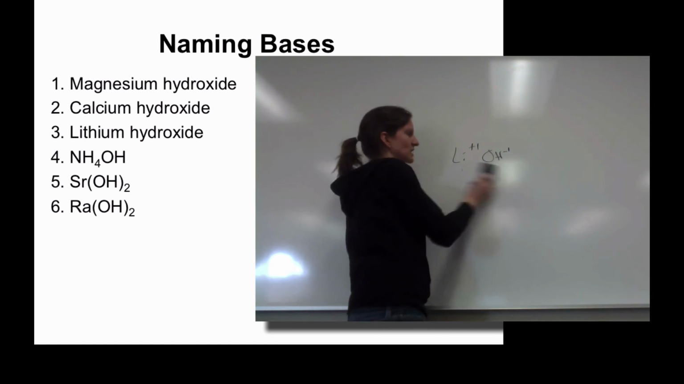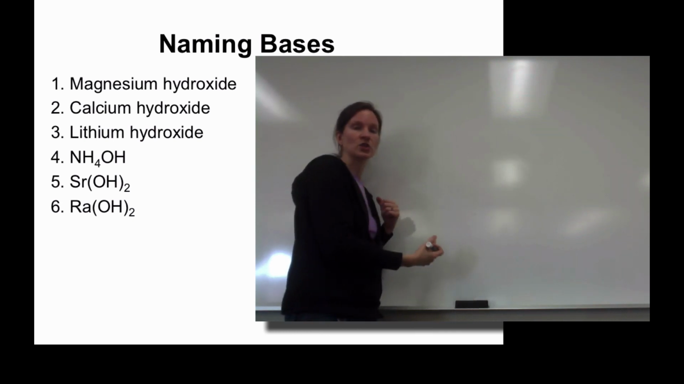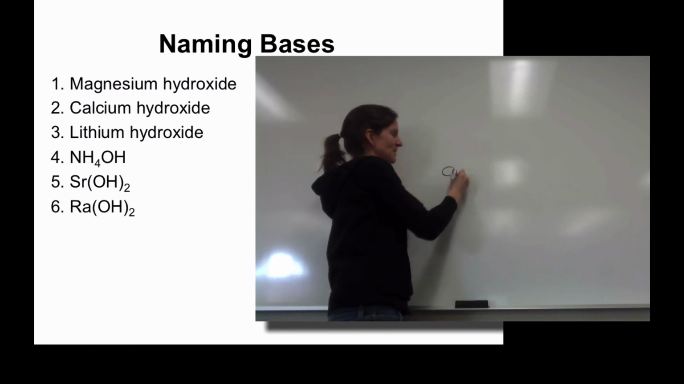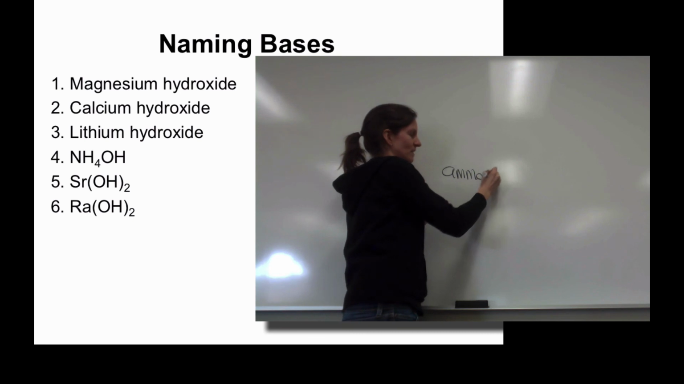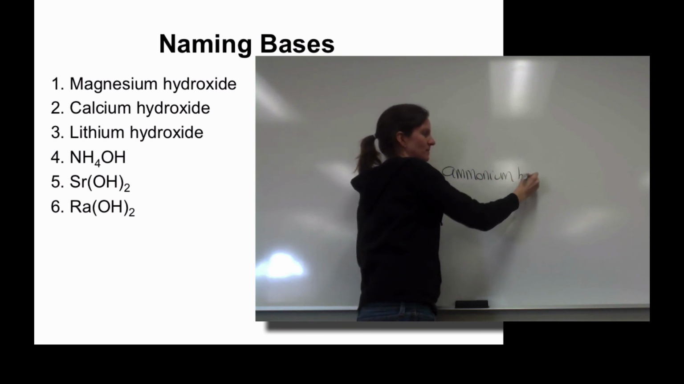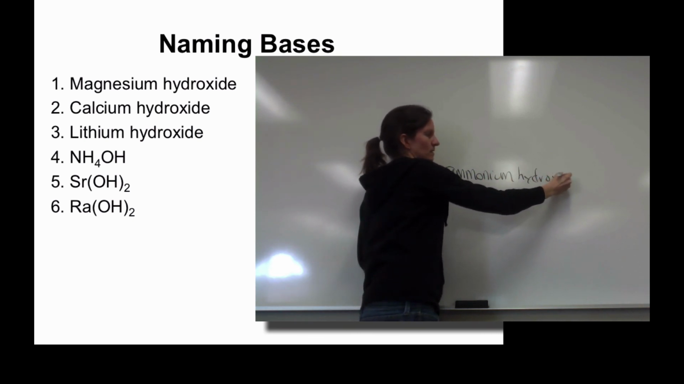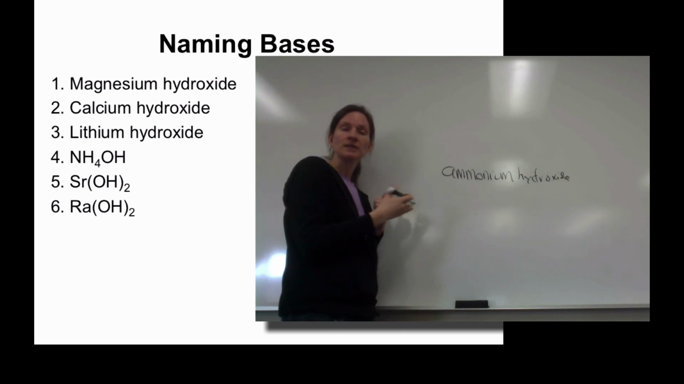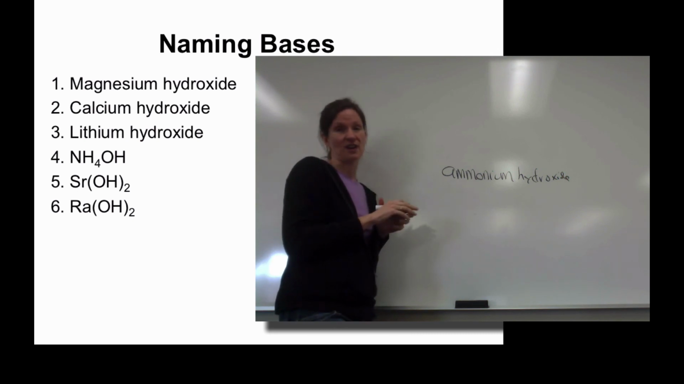They're always with hydroxide, and then it's just a question of balancing out the charge. So number 4, the NH4OH, that's ammonium hydroxide, because that's the ammonium ion. So you just name each piece. Number 5, Sr is strontium, so that's just strontium hydroxide, and Ra is radium, so that's just radium hydroxide. So each time you just name each component of the hydroxide group, and that's all naming bases is.